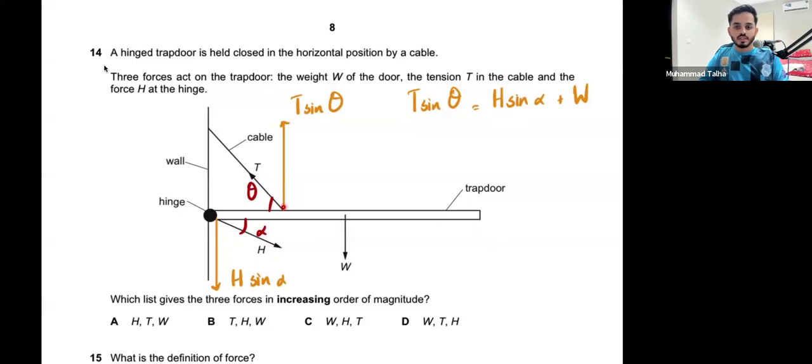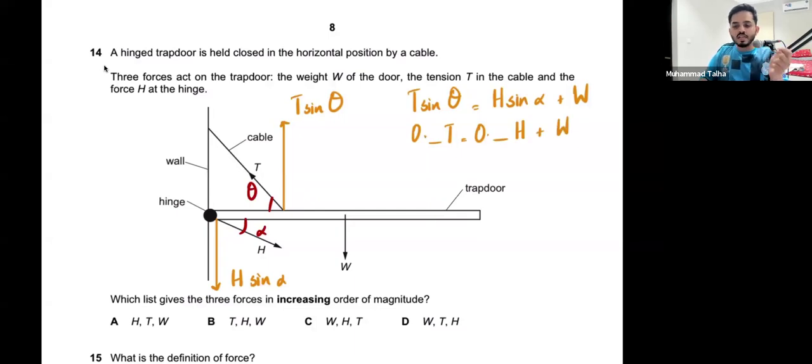At least for acute angles, that's what you need to know. So this is 0 point something equals 0 point something. So 0 point something T equals 0 point something H plus W. If you guys want me to write it out in numbers, I will. So 0 point something something T equals 0 point something something H plus W, right?